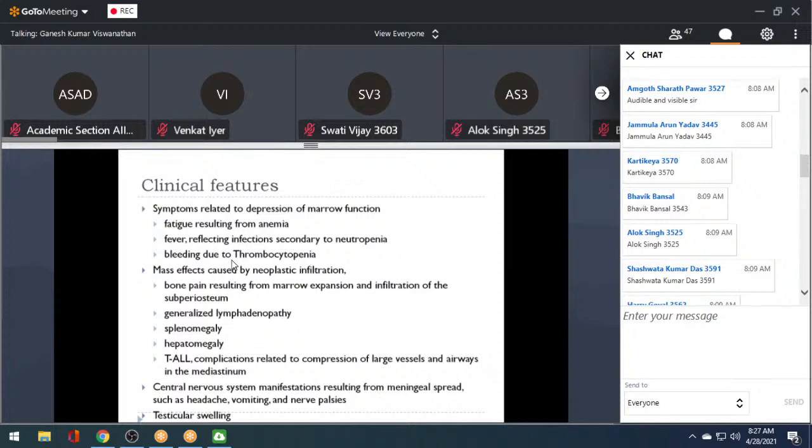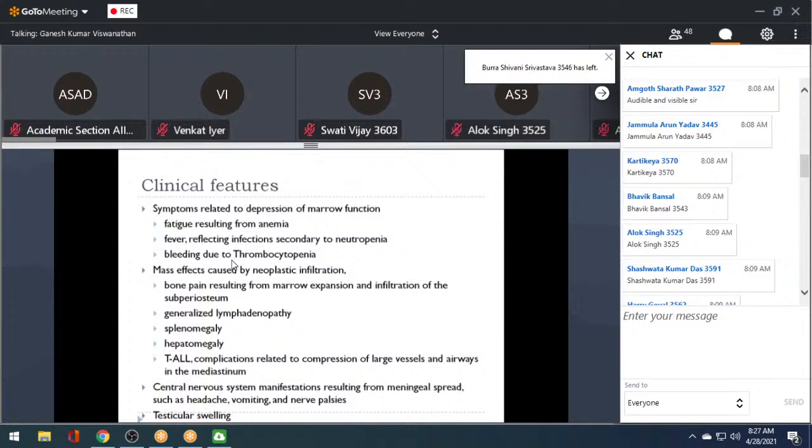What happens when megakaryocytes are reduced in number? This leads to reduced platelets. What happens when platelets are reduced? This leads to bleeding. So all these different manifestations are because of reduction of the normal cells which are present in the bone marrow. So that is one symptomatology.